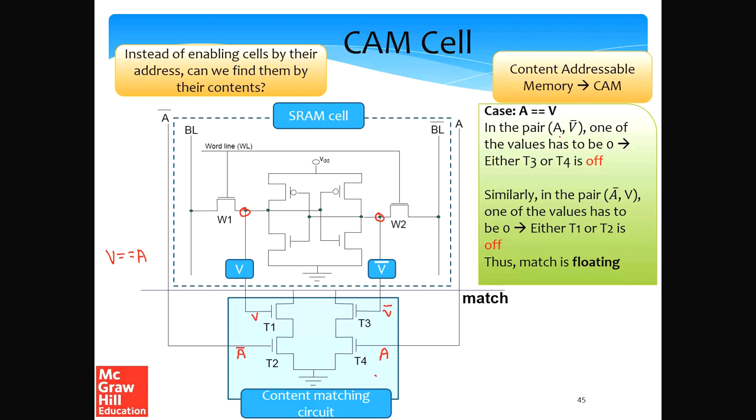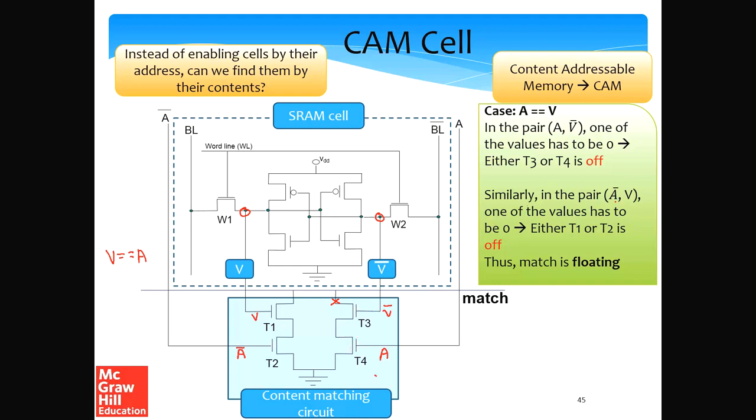Let's consider the pair A and V bar, so transistors T3 and T4. And let's consider the case when A is equal to V. If A is equal to V, one of the values has to be 0, right? Let's assume that A is 1, then V bar has to be 0. If A is 0, V bar has to be 1. So one of them has to be 0, so either T3 or T4 is off. So essentially this path over here is disconnected from the ground, because one of the transistors, T3 or T4, is off.